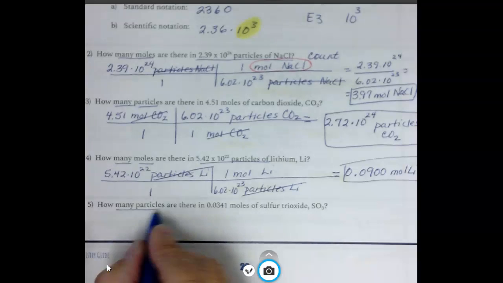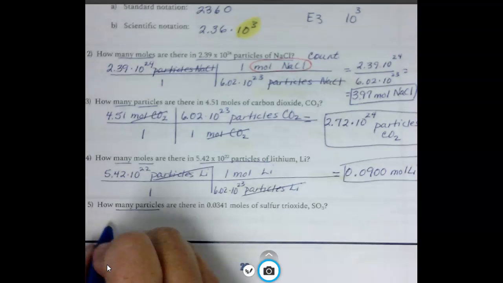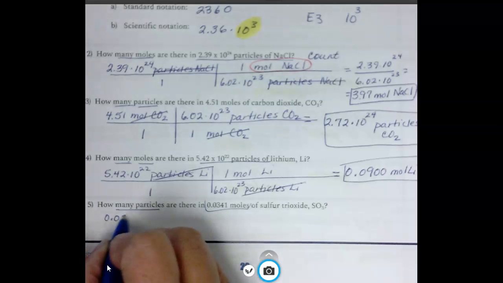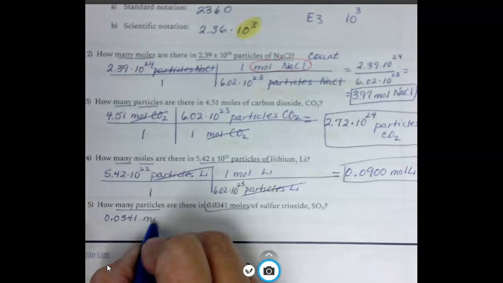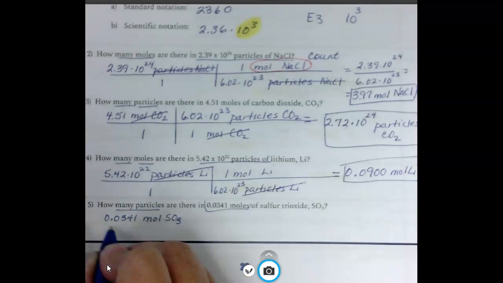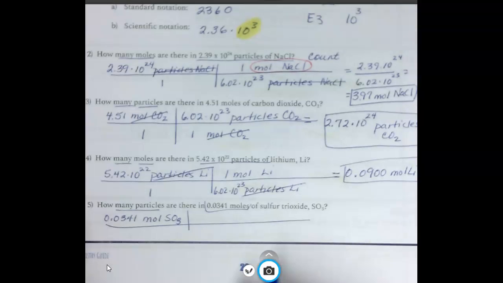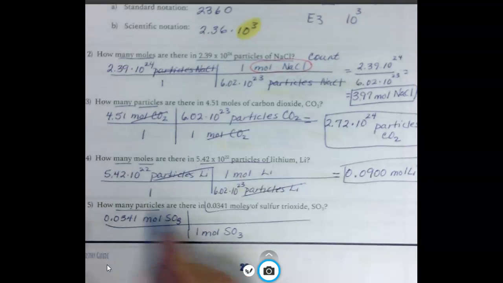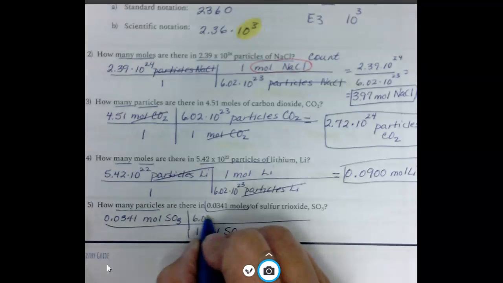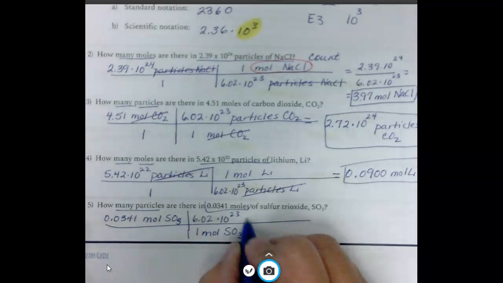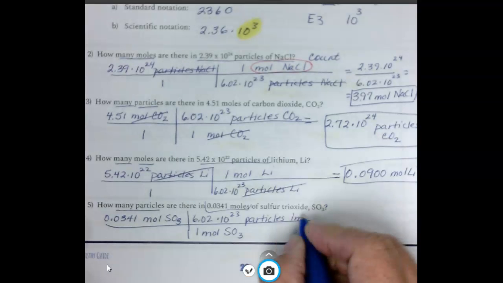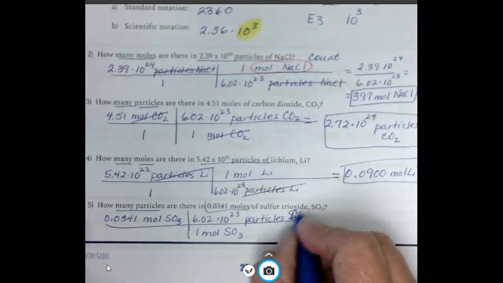Okay, let's go another one. How many particles? So I'm going to start with my given. 0.0341 moles of sulfur trioxide. And again, 1 mole of sulfur trioxide. And then again, I want particles. 6.02 times 10 to the 23 particles. And 1 mole of sulfur trioxide.